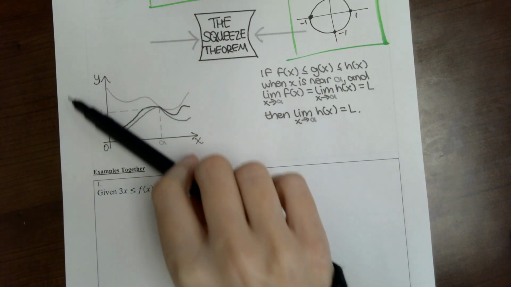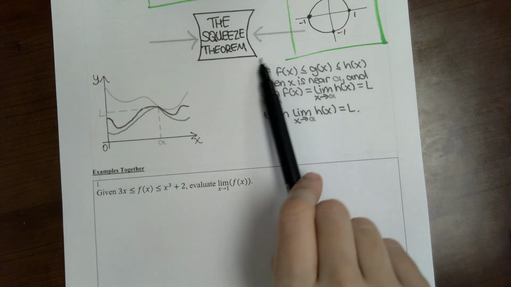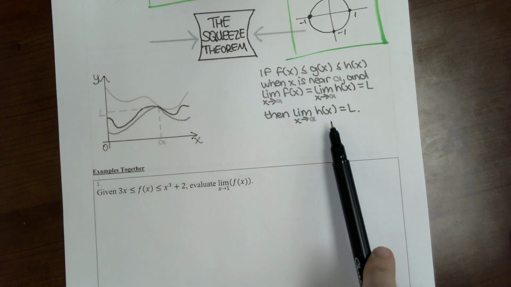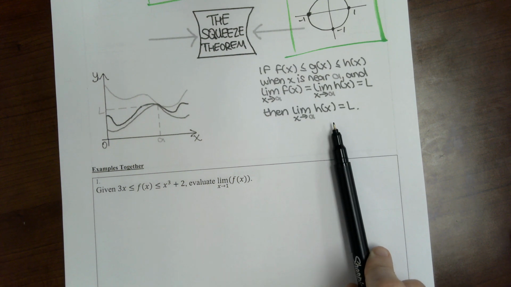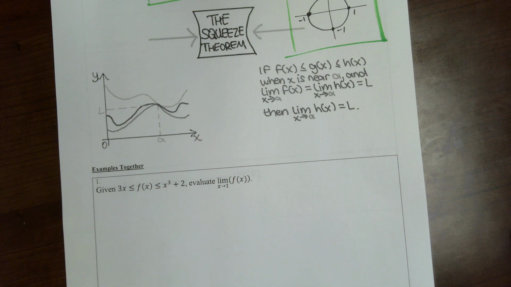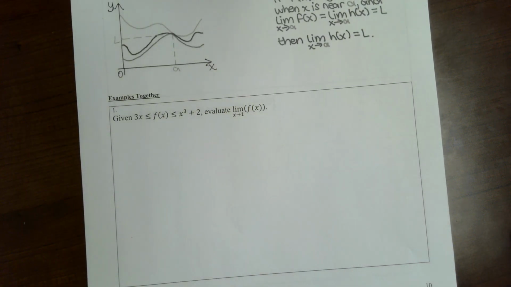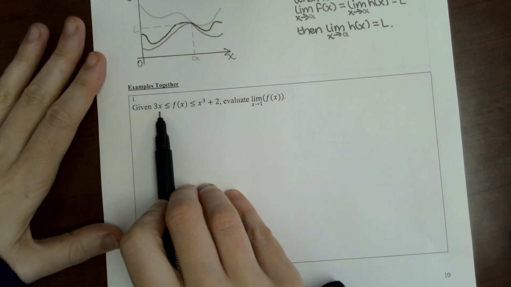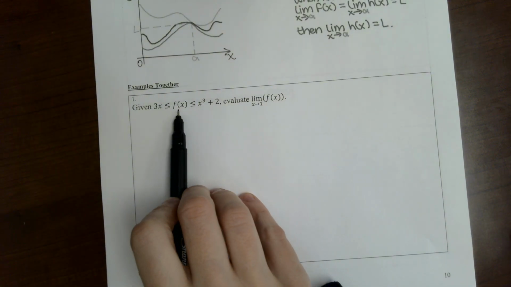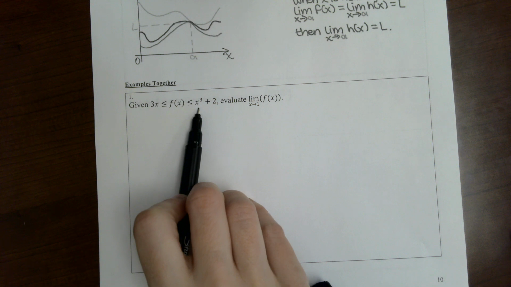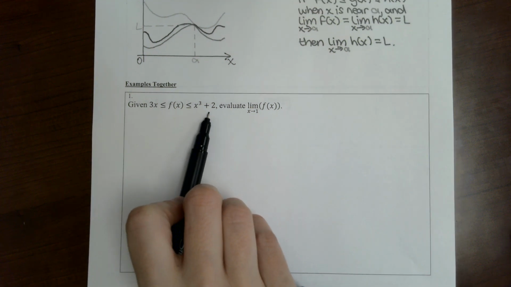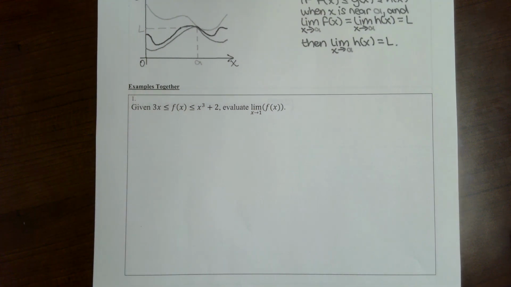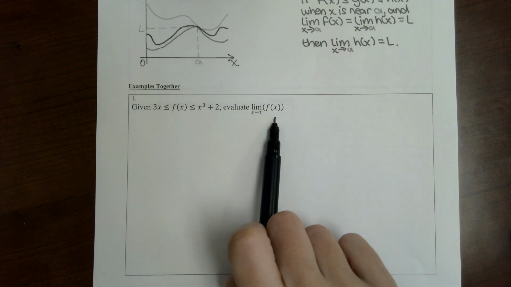This is just a little picture, and right here I found something that states the squeeze theorem. But I'm just going to do this example, and then I think you'll see how it goes. Given that 3x is less than or equal to f of x, which is less than or equal to x to the third plus 2, evaluate the limit as x approaches 1 of f of x.